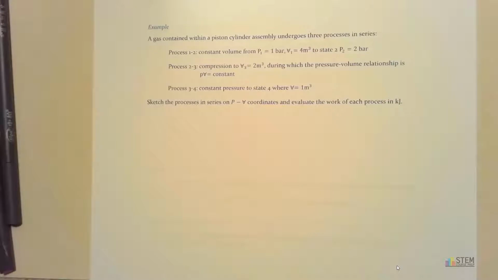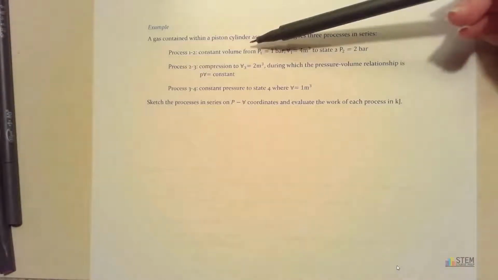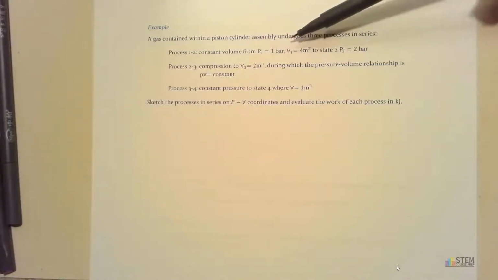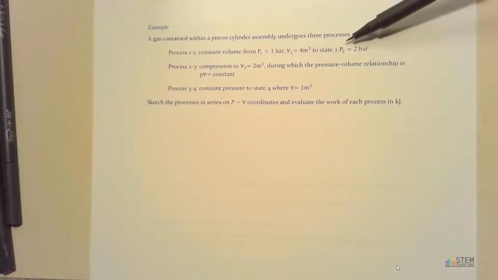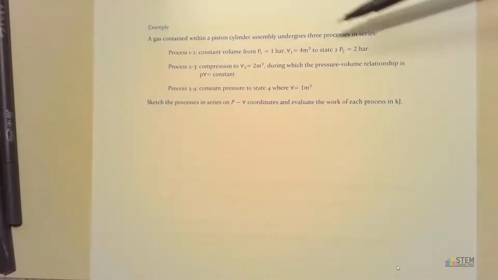We're going to have a gas contained within a piston cylinder assembly. It's going to undergo 3 processes in series. So that just means one after the other. Process 1 to 2 is going to be a constant volume process where we start with a pressure of 1 bar and a volume of 4 cubic meters. And then we're going to go to a state 2 where we have pressure of 2 bar. All right, so our pressure is increasing.